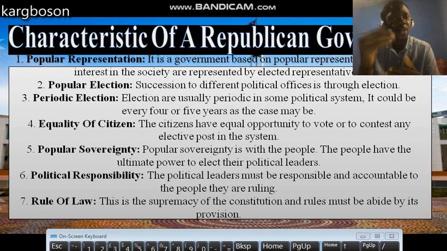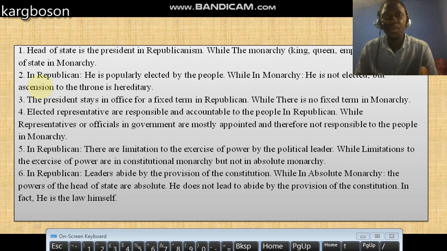But mind you, we talked about one of the types of monarchy, the absolute monarchy, wherein the powers of the king are not limited by the constitution. In fact, there are no constitutional provisions to check the powers of these people. So they have absolute powers. But in republicanism, there is the rule of law. That is the supremacy of the constitution, and the rulers must abide by its provisions. The rulers and even the citizens must abide by the provisions of that constitution. Those are the characteristics of what we refer to as republicanism.